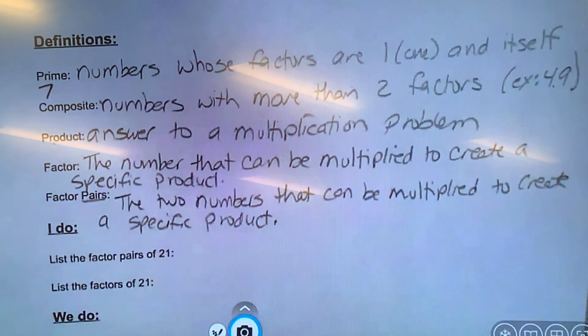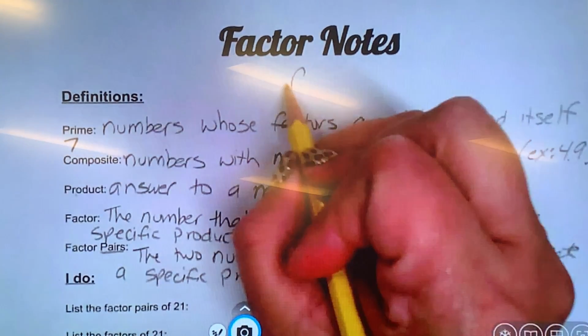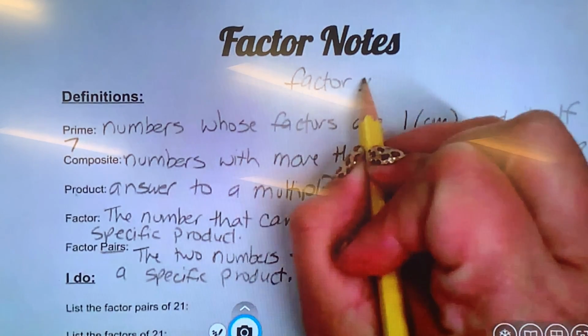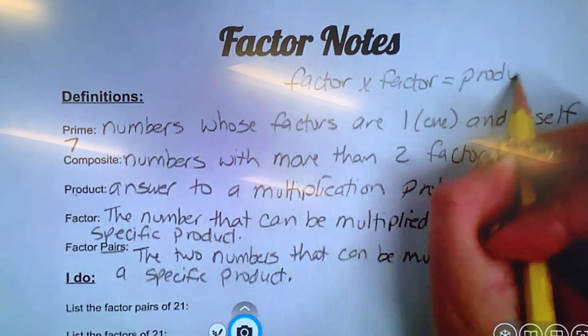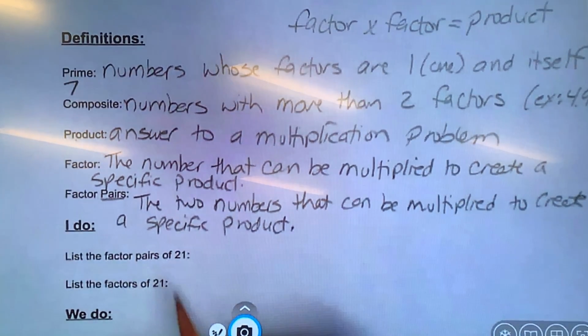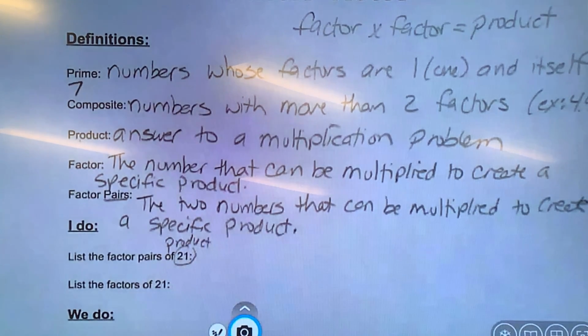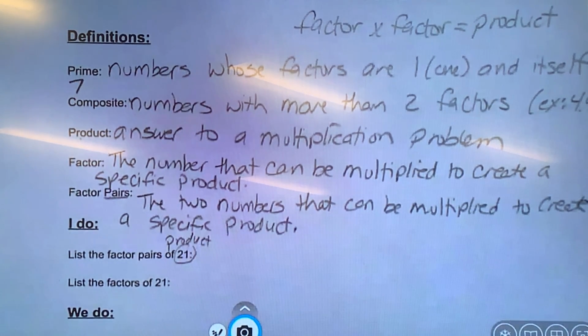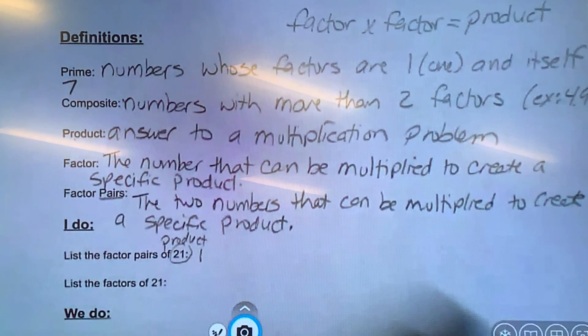So one way to make all of this into a problem would be that a factor times another factor equals your product. Okay, so in factor problems, you are given the product and you have to find the factors. So you're given the answer and you have to find what two numbers can multiply together to get to that number. 1 is a factor of every number and is where you would start.